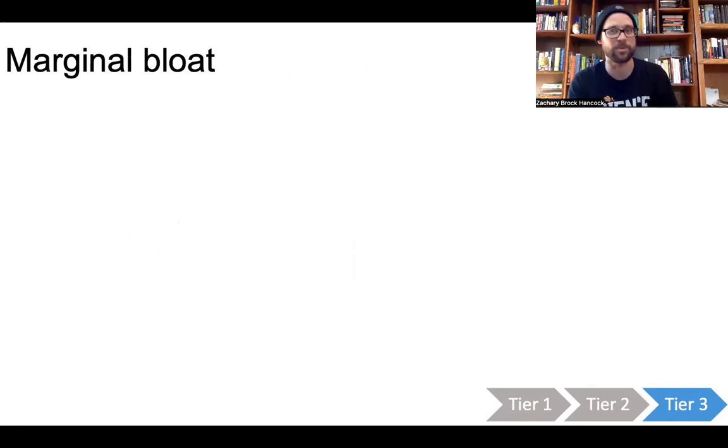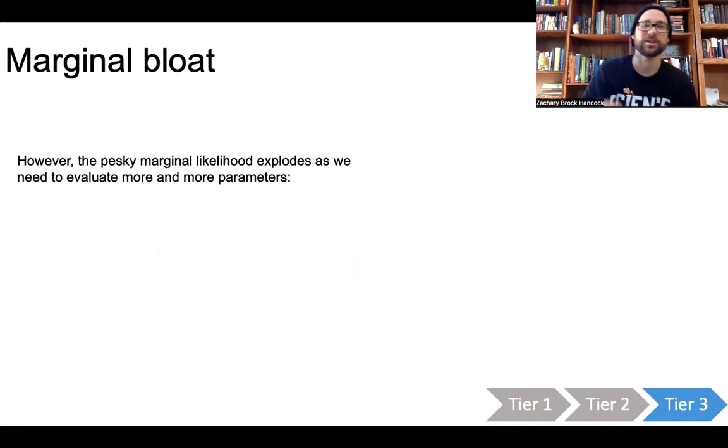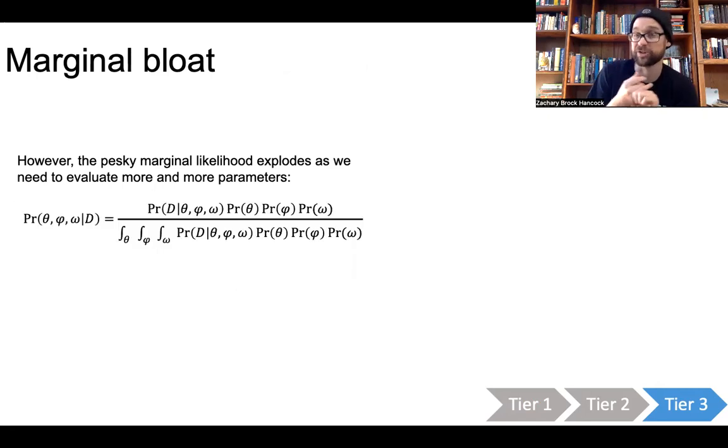Okay, but this leads to a pretty big problem, as you might have recognized from the size of that marginal likelihood, right? So the pesky marginal likelihood explodes as we need to evaluate more and more parameters. Okay, so this is for a 3-parameter model. As you can see, that marginal likelihood is getting pretty big. We need to do a triple integral over each one of the different priors.